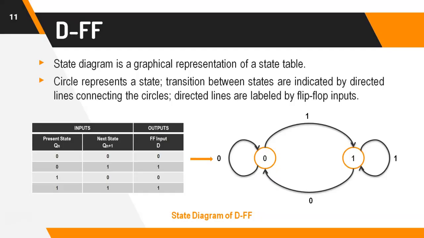Finally, we are going to see how to draw the state diagram for the D flip-flop. Basically, a state diagram is a graphical representation of the state table. Here, we have considered that as an excitation table. Take a look at this diagram. Here, orange color circles represent the states and the transitions between those states are represented with the help of black color lines. And finally, these lines are labeled by the flip-flop inputs. Basically, it's easy to understand the state diagram. The logic is, when the present state and next state are equal, the flip-flop will remain in the same state, or else the transition will happen. That's it.